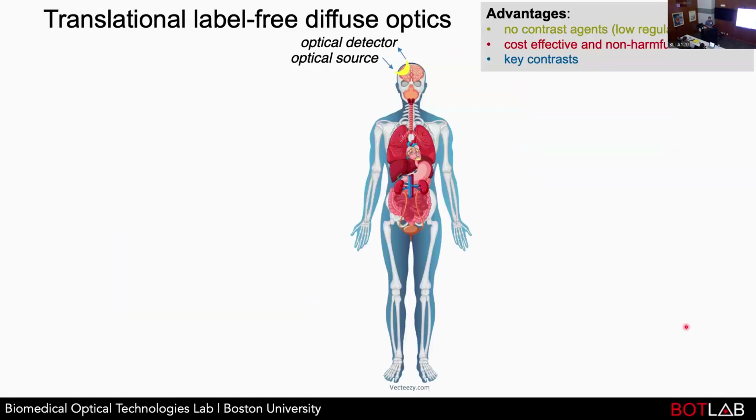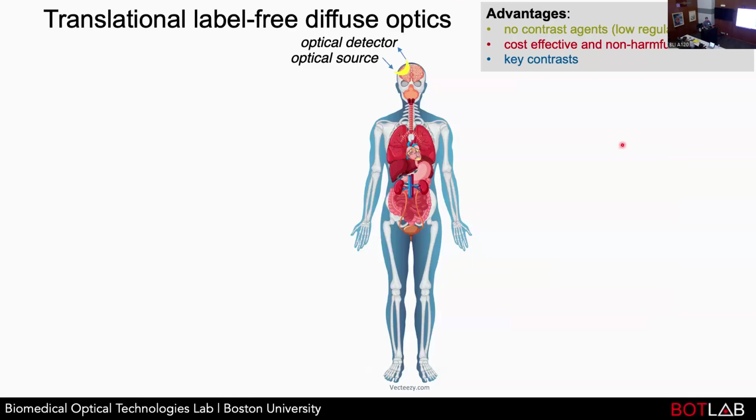And in terms of translational and label-free diffuse optics, we have some version of an optical source and an optical detector measuring some part of the body. We have no contrast agents here. This reduces regulatory burden, both in terms of the FDA and trying to get something FDA cleared, but also in academia. The IRB protocols you have to write tend to be less laborious than those that would require an exogenous agent, for example. Cost-effective and non-harmful, and we have key contrast.